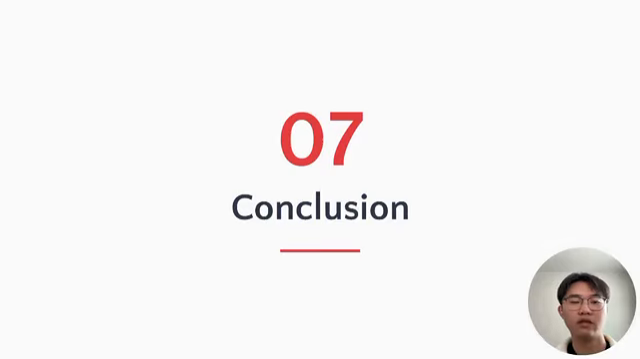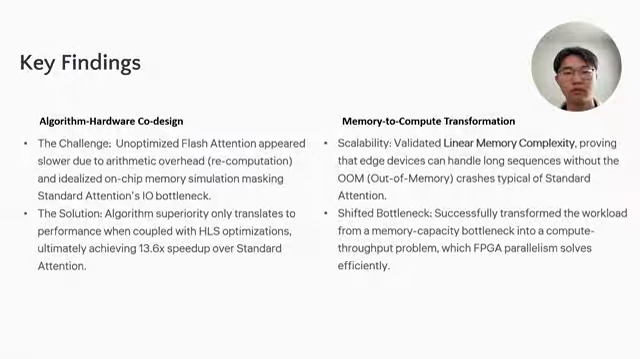Next is the conclusion part. Here, I will summarize our key findings from this project. First, for the algorithm-hardware co-design. The main challenge is that algorithmic improvements do not automatically translate to hardware performance, and unoptimized FlashAttention suffers from arithmetic overhead and the idealized memory model hides standard attention's bottleneck. And for the solution, once we co-design the algorithm with HLS, applying tiling, pipelining, and control unrolling, the algorithm's theoretical advantage becomes visible. This enables a 13.6 times reduction in latency.